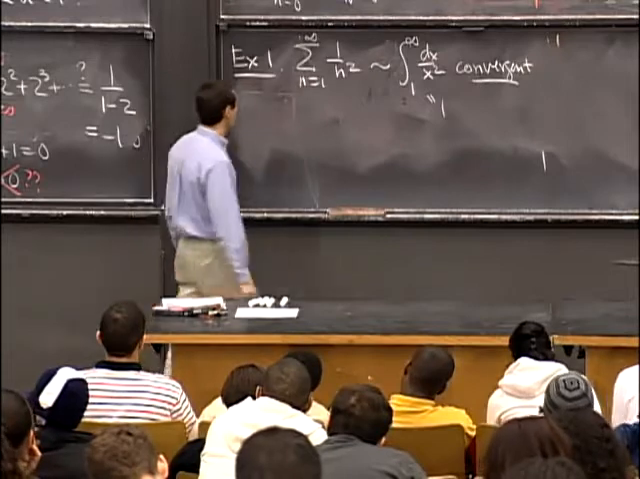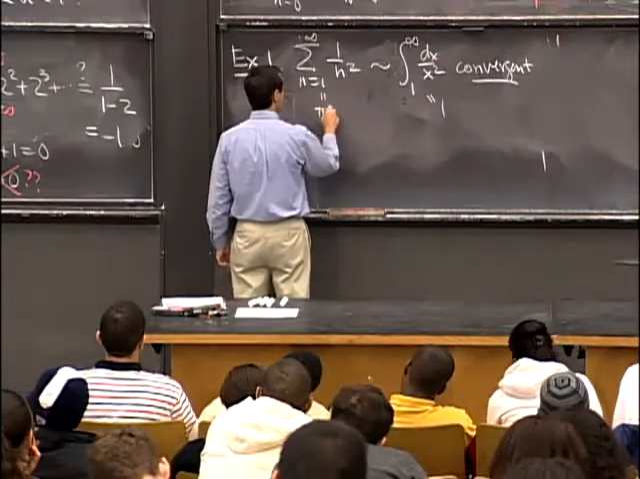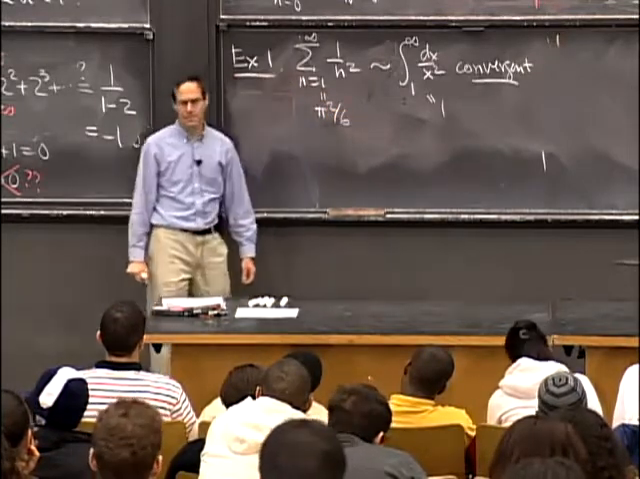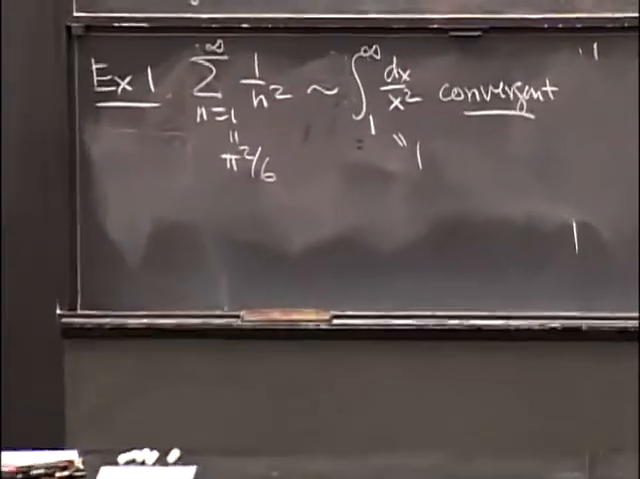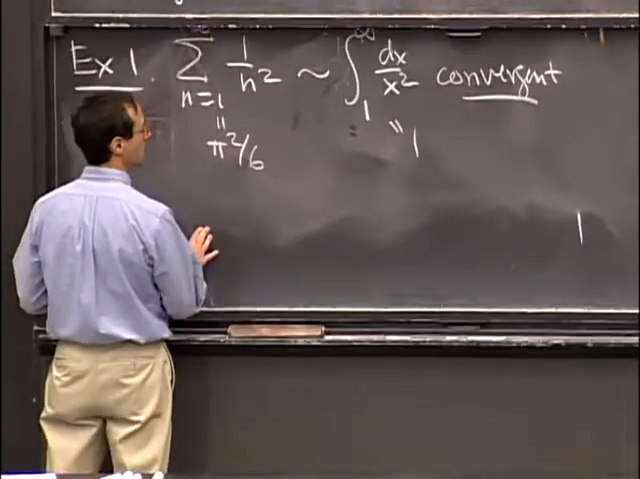And Euler did it, and the answer is pi squared over 6. Now, that's an amazing calculation when it was done very early in the history of mathematics.